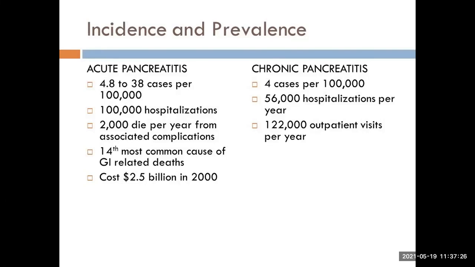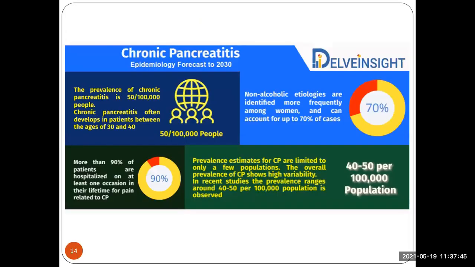It is the fourth most common cause of gastrointestinal related deaths, and usually more than 2.5 billion US dollars are spent on its treatment. In case of chronic pancreatitis, more than 90% of the patients are hospitalized on at least one occasion in their lifetime for the pain related to the chronic pancreatitis.